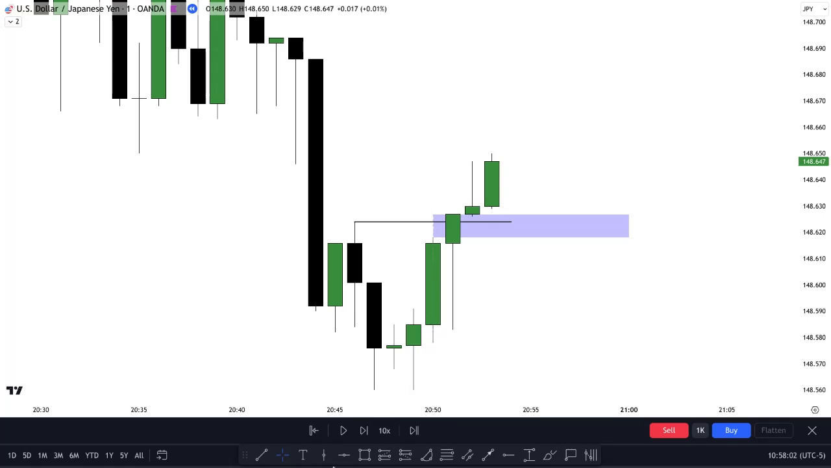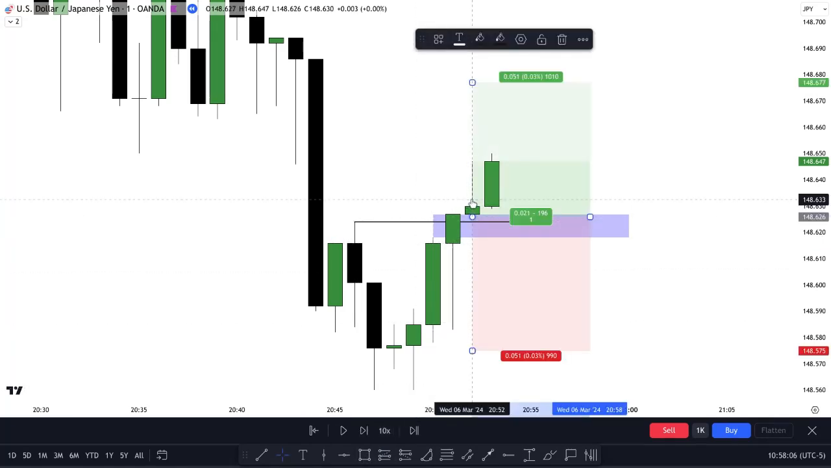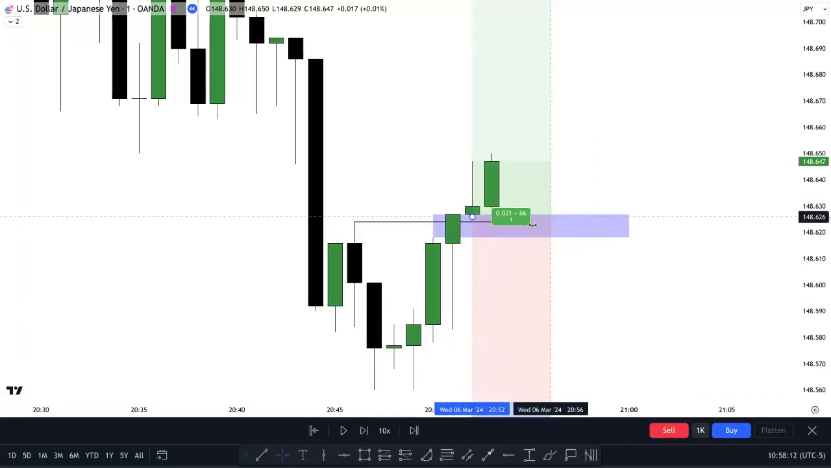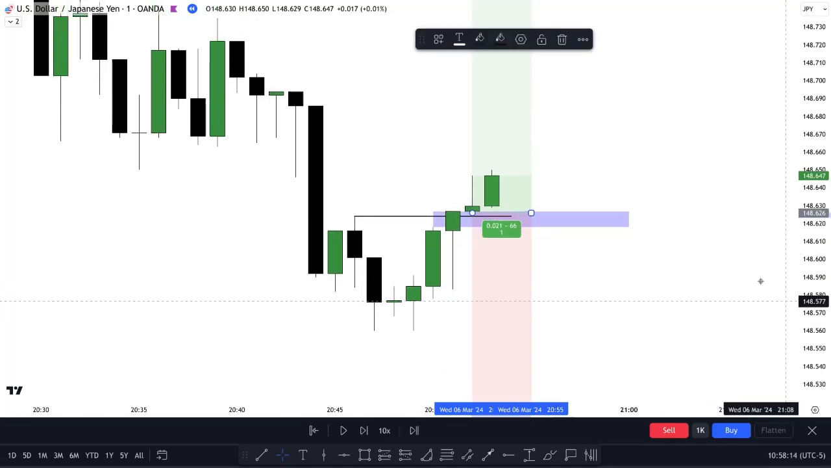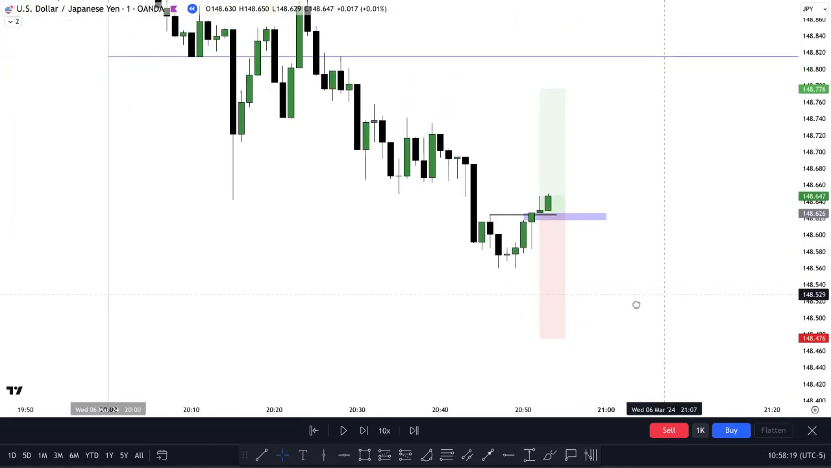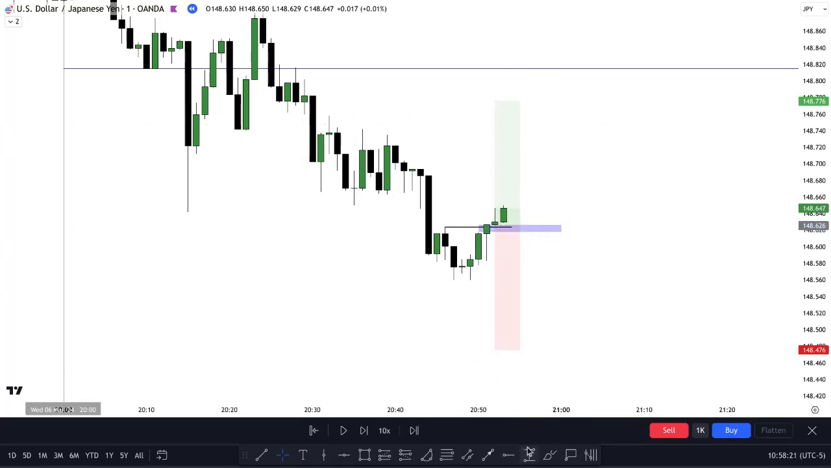We're looking for a one-to-one scenario. So we're going to be looking to go long at the premium side of that fair value gap. So 15 pips for 15 pips, just like that. And we're risking anywhere from 1%, 2%, 3%, and whatever your risk appetite is. And we're looking for projection higher. So that's 15 pips to the upside there.